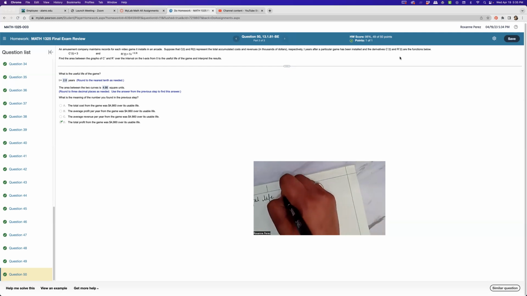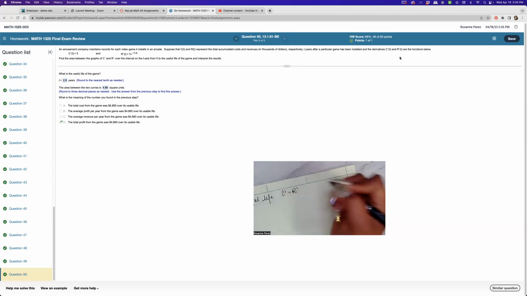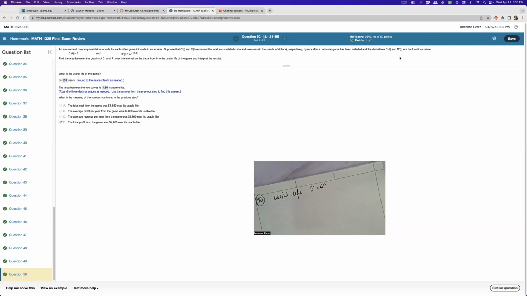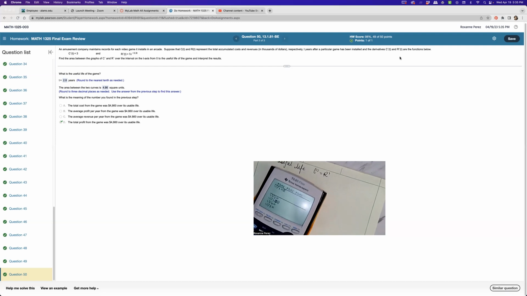occurs when C prime equals R prime, okay? And they gave us those two equations. And so again, test taking skills, I'm not going to hand solve this. I'm going to plug those two equations into my calculator. So C prime of T equals 3 and R prime of T equals 7e raised to the negative 0.3t, and then I'm just going to clear that y equals 0 out, and I'm going to graph.